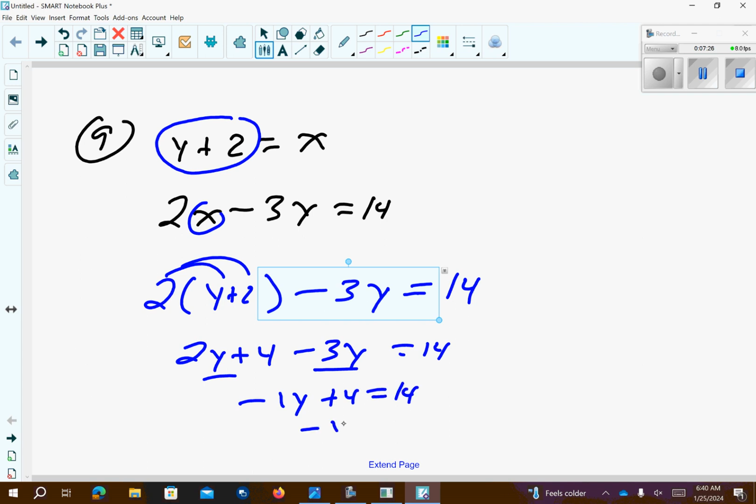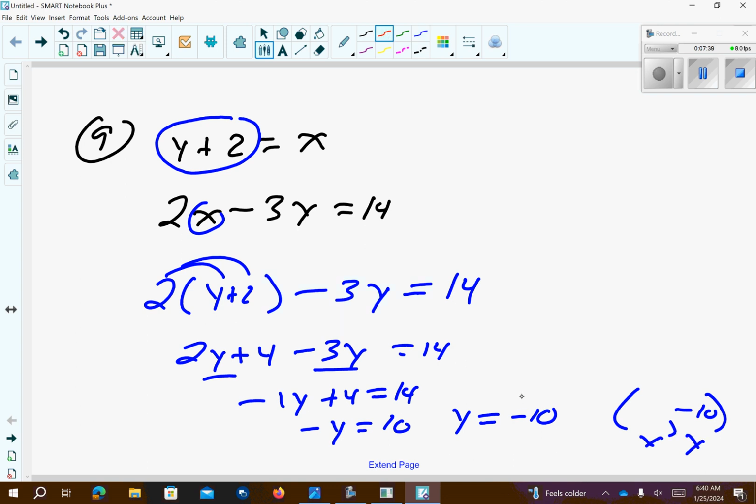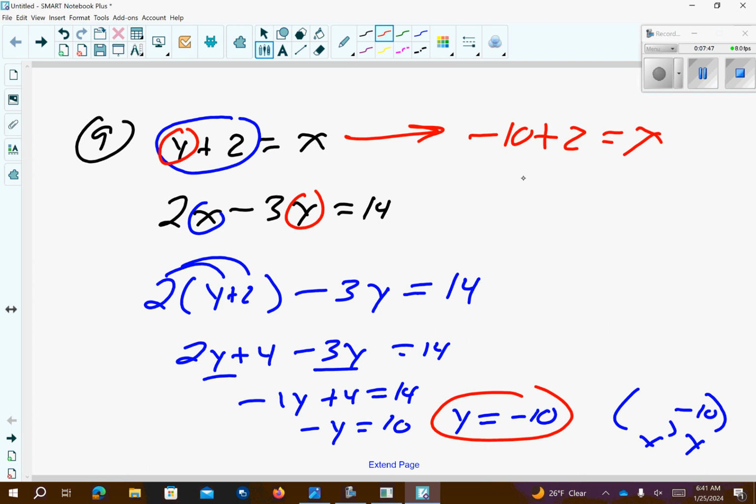Subtract 4 from both sides, so I'm going to get 10. Multiply both sides by negative 1, so my y value is negative 10. Remember, that's x and y. Then I'm going to take this y value here and plug it in here or here. I'd plug it into the top, so I'm going to get negative 10 plus 2 equals x. So x equals negative 8.